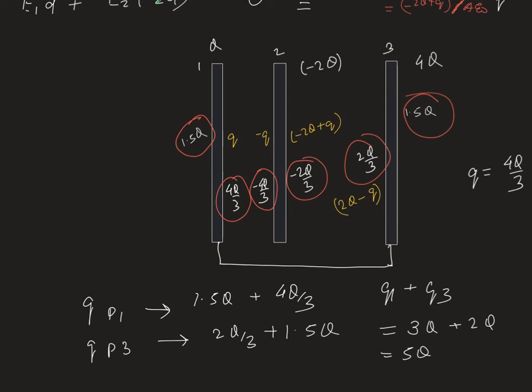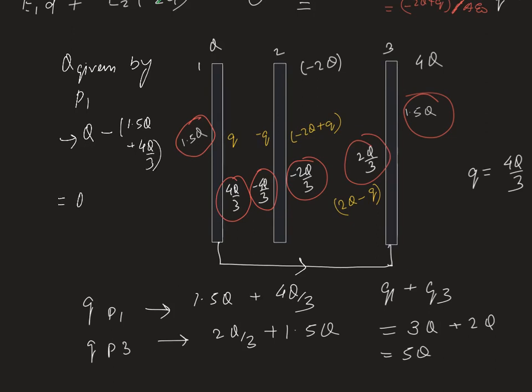Initially, the charge on plate 1 was Q, and finally the charge on plate 1 is the sum of these two, right? So what was the charge transferred through this wire? If somebody asks you, okay, so how much charge was transferred through this wire? So the charge that was given by plate 1 is the initial value, that was Q, minus the final value, that is 1.5 Q plus 4Q by 3. You can solve it if you want.